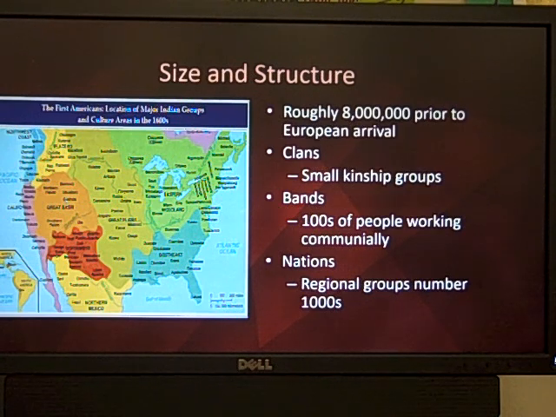Sometimes clans would come together and form bands. In many instances, bands are what we think of as tribes. This would be hundreds of people working together communally that no longer have the same familial relations. It's not grandma, grandpa, mom, dad, aunt, uncle, brother, sister, cousins. Now you're looking at non-familial relations that are still engaged in a communal way of life.